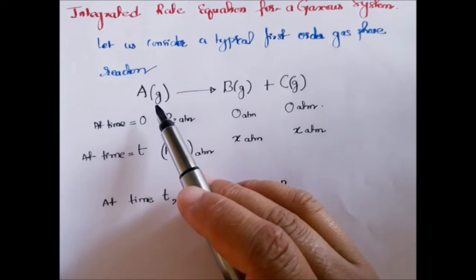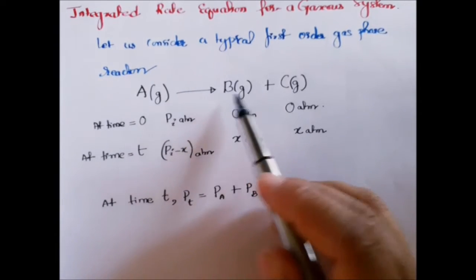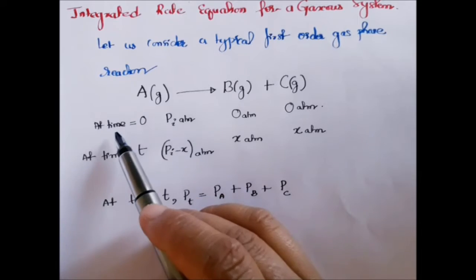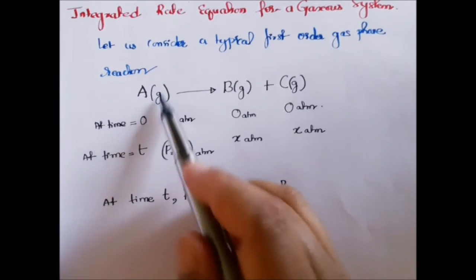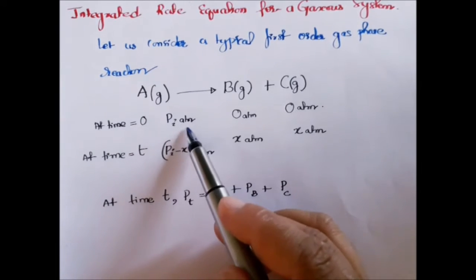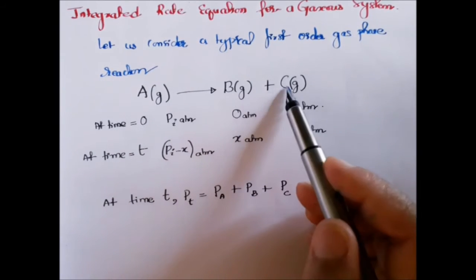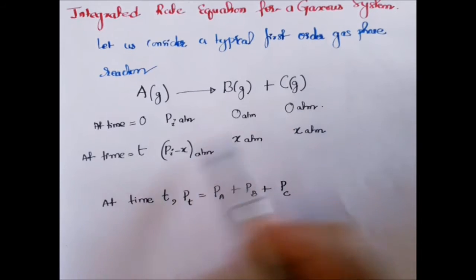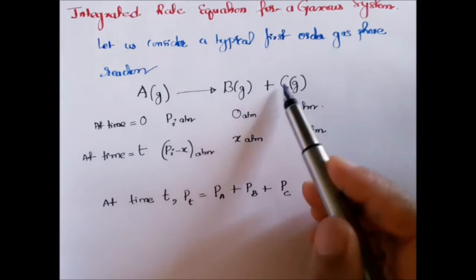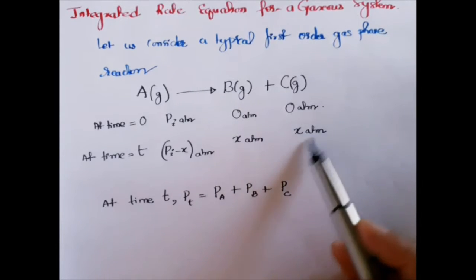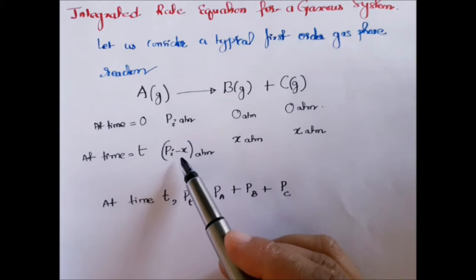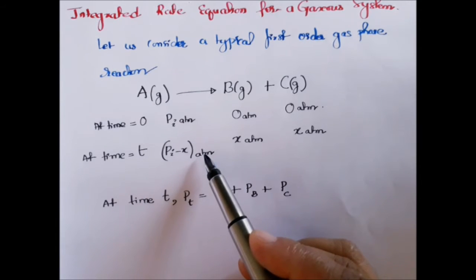Now let us consider a typical first order gas phase reaction, A, which is a reactant, reacting and giving products B and C. At the beginning, that means time equal to 0, let the pressure of the gas be Pi atmosphere, and B and C are 0. At time t, let the pressure of B and C be x atmosphere. So the pressure of A at time t becomes Pi minus x atmosphere.